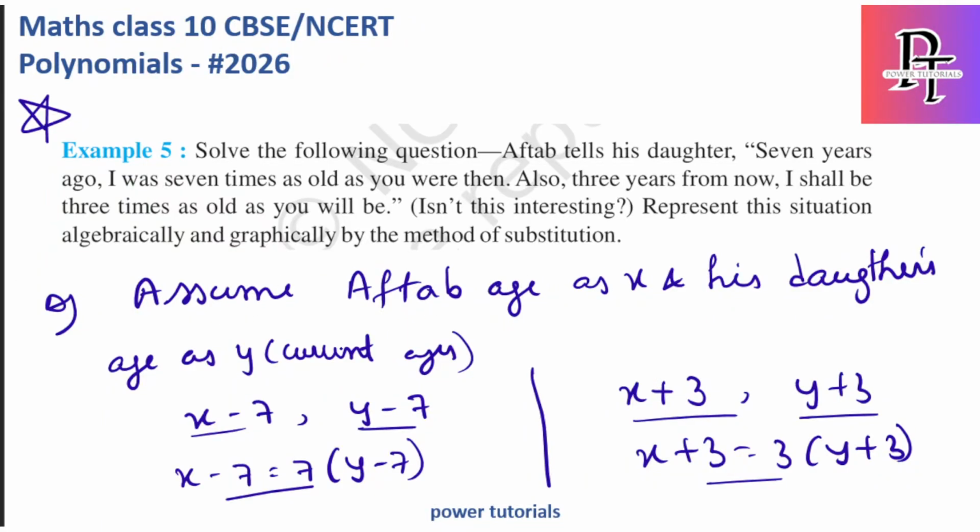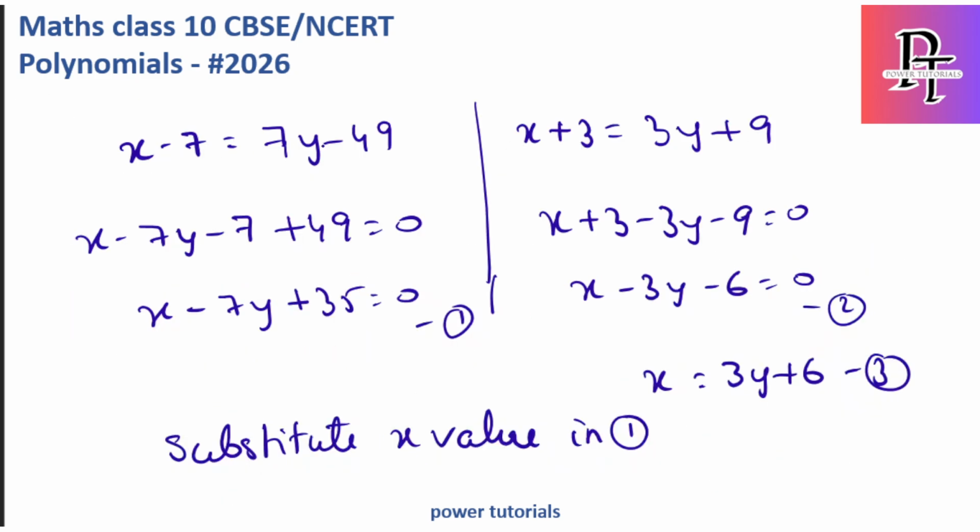Aftab as x, daughter as y. Seven years ago I was 7 times as old as you. So x minus 7 is equal to 7 into y minus 7. Fine. Three years from now I shall be 3 times as old as you. Here it is fine. So this one, x minus 7 equals 7y minus 49. x minus 7y minus 7 plus 49 equal to 0. Okay, x minus 7y, 49 minus 7 is 42. It's not 35.